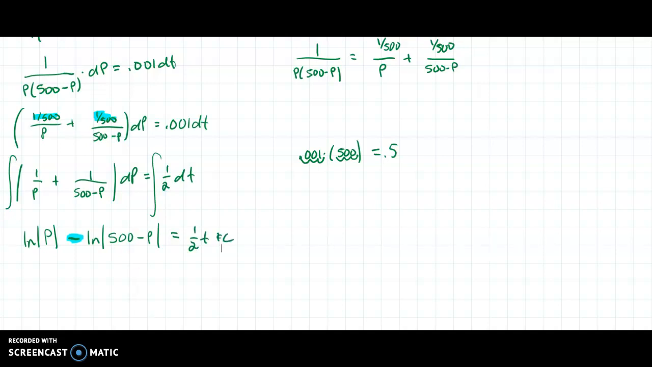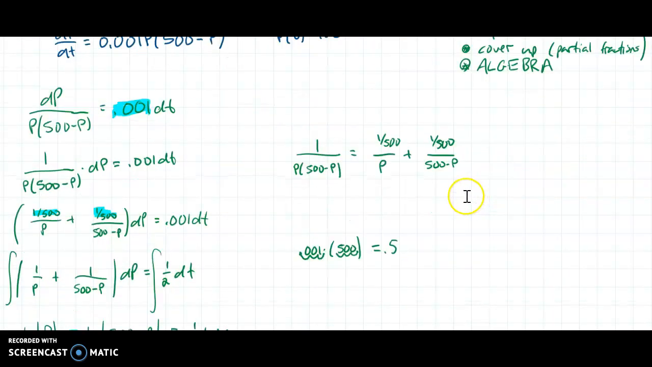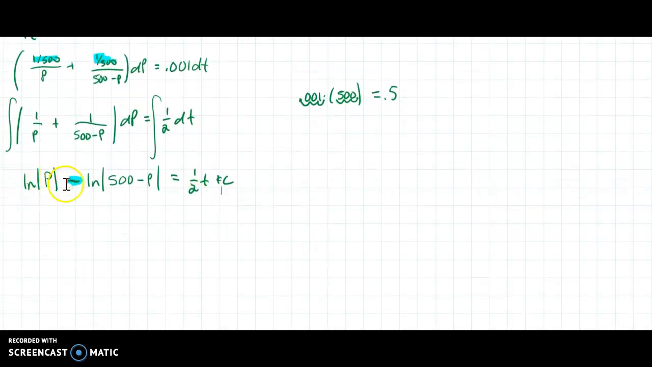From here, I always call this smashing logs, okay? I guess I could have put that up here, how to deal with logs. But I want to smash these two logs together. Why is that? Because I need to peel away this ln and this ln, and I can't do it when they're separated by a negative. But what I can do is smash them together.